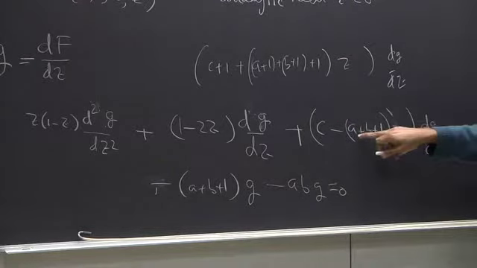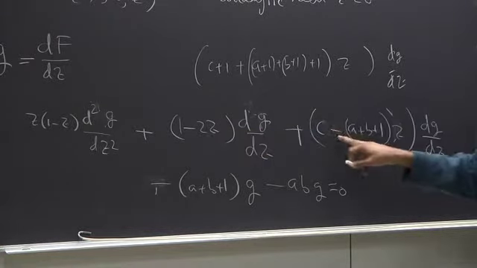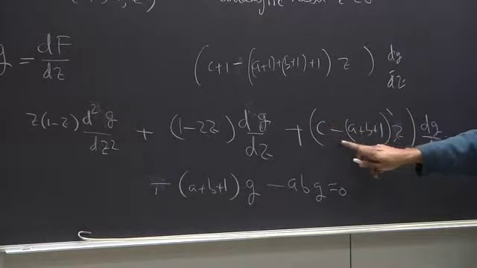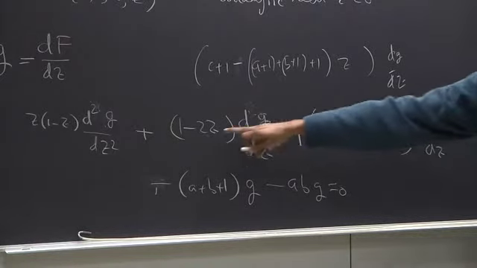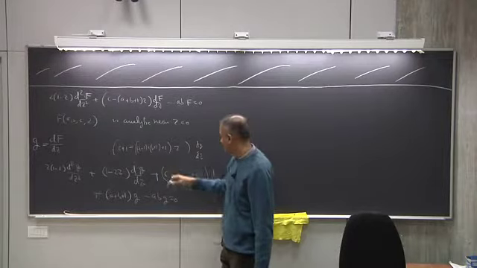Because you see, you have a plus b plus 1 plus 2, because there's a minus here. I take out a minus. So it's a plus b plus 1 plus 2, which is a plus b plus 3, which I write like this in a suggestive way.